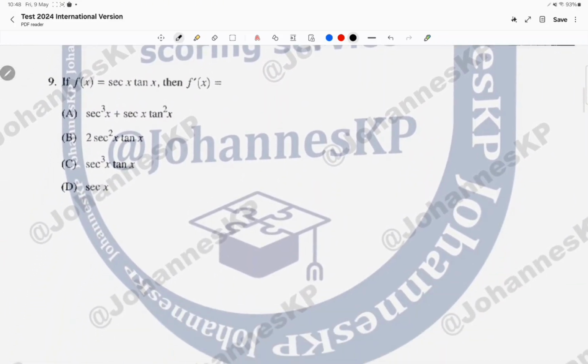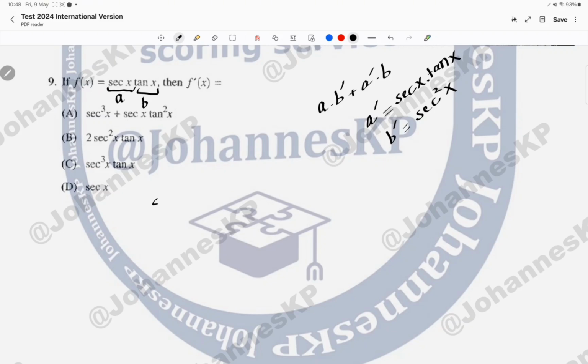Question 9. You see, this is the a term, this is the b term. You know what that means, right? You must do the product rule, which says a times b prime plus a prime times b. We know what the a is. We know what the b is. What's the a prime? Secant. Secant, when you differentiate, becomes what? Secant tan. Times tan. Yeah. And how about the b prime? What's the derivative of tan? Is it secant squared? Wow. Okay, I'm going to stop asking.